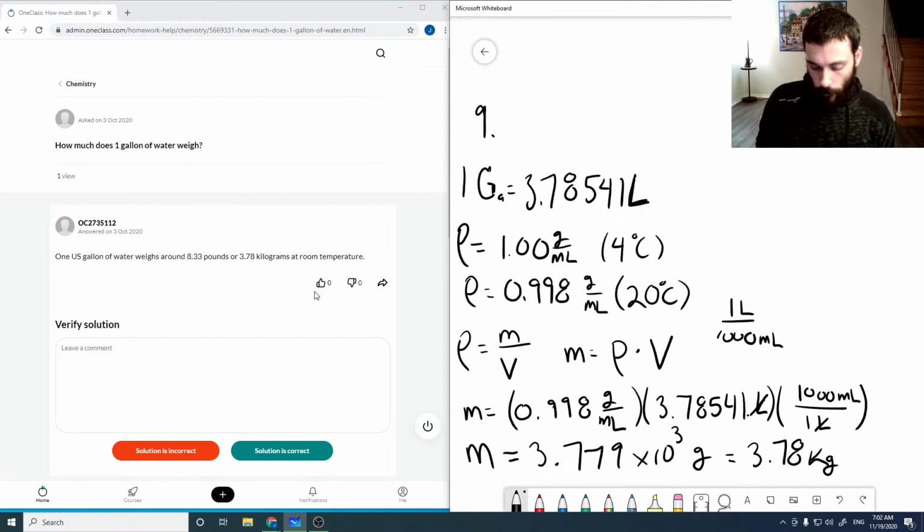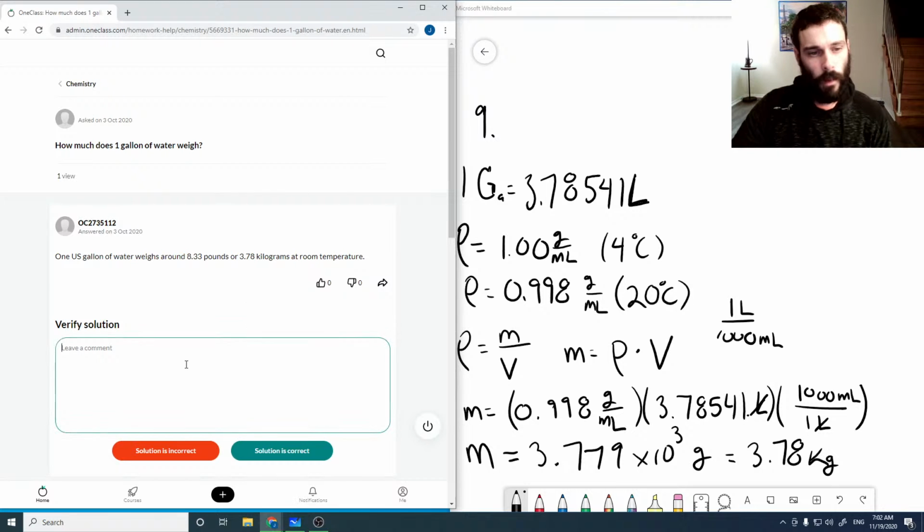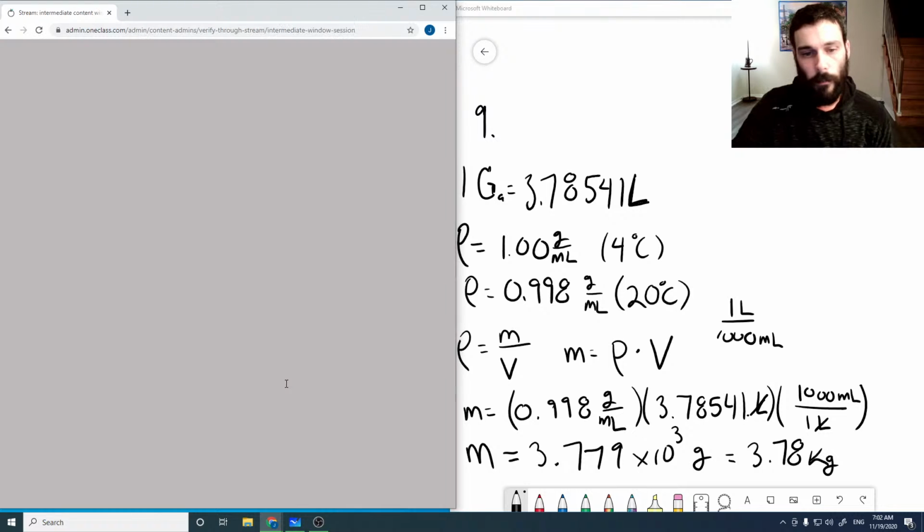Okay, so if we look at the solution given, so it's how much does 1 gallon of water weigh? The solution is 1 gallon of water weighs about 3.78 kilograms at room temperature, so that would be 20 degrees Celsius. So I'd say the solution is correct. But more work can be shown here. So this is just basically just the answer. But it's correct.